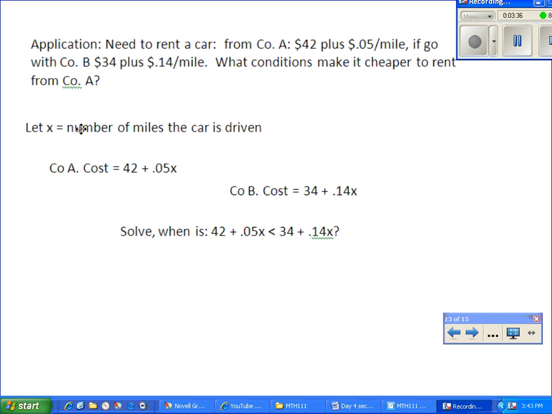So to set this up, we're going to let x be the number of miles the car's driven. Company A, the total cost is going to be $42 plus $0.05 times the number of miles. Company B, our total cost is $34 plus $0.14, 14 cents, times the number of miles. And then what we're trying to do is find out when is Company A's cost less than Company B cost. So that would be solving when is 42 plus 0.05x less than 34 plus 0.14x.